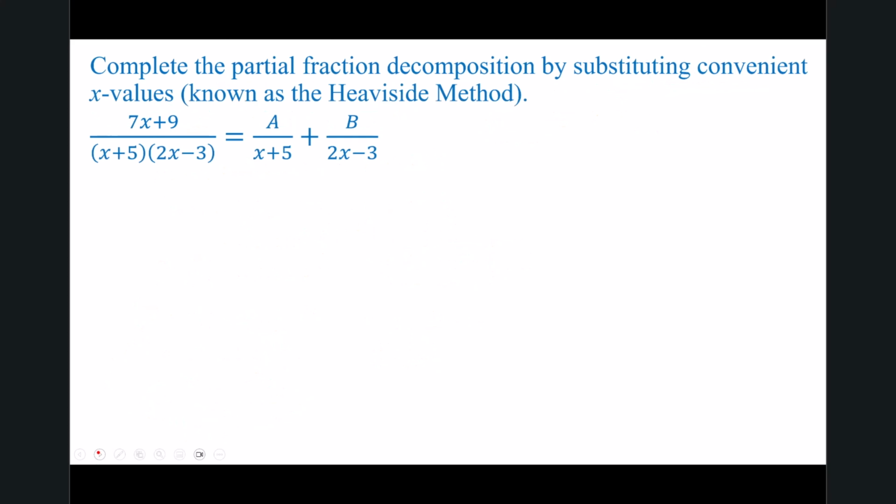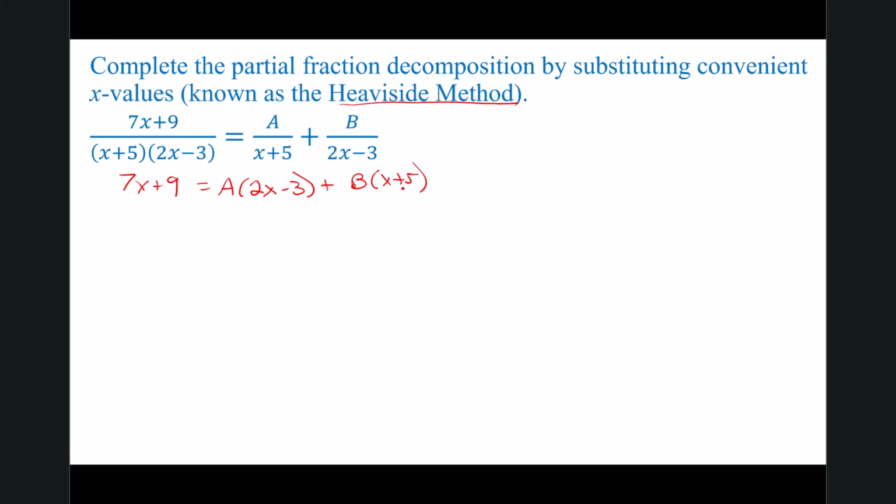The other method is known as the Heaviside method, or we can talk about it as by substituting convenient x values. To do this, we're going to start the same as we did before by clearing the fractions. So when we cleared the fractions, we got 7x plus 9 equals a times 2x minus 3 plus b times x plus 5.